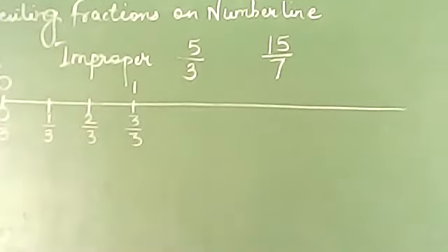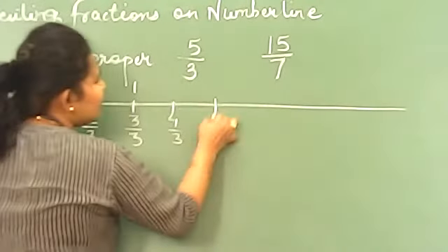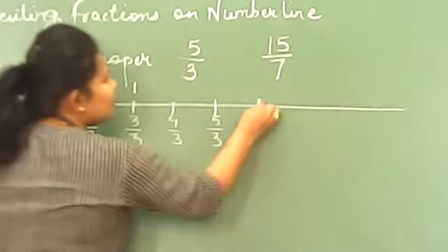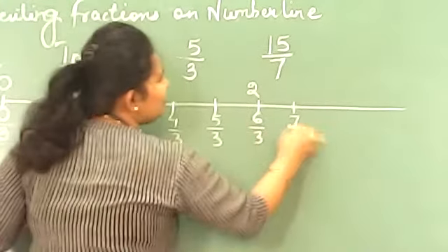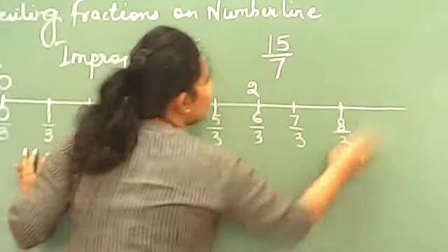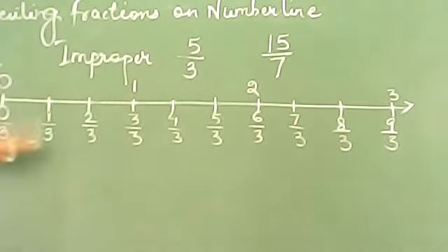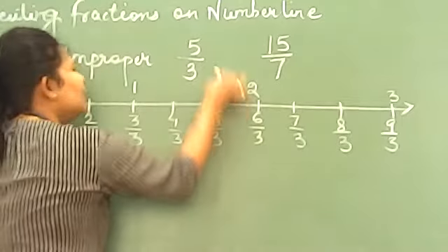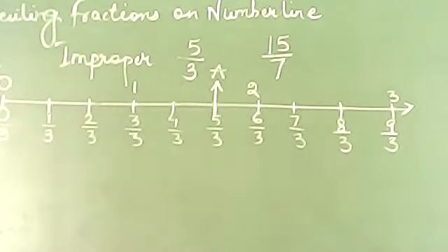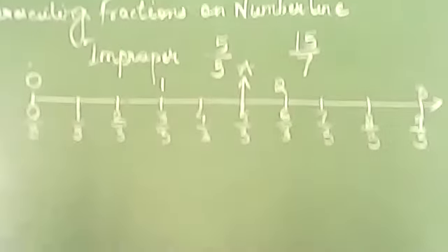Very good. After 3 by 3, 4 by 3. After 4 by 3, 5 by 3. After 5 by 3, 6 by 3. 6 by 3 means how much? 2 whole. Now 7 by 3, 8 by 3, 9 by 3. 9 by 3 means 3 whole. Now it is finished. Can you tell me what we wanted in the question? 5 by 3. So just mark this one. Give an alphabet according to your name. Now this process is completed.